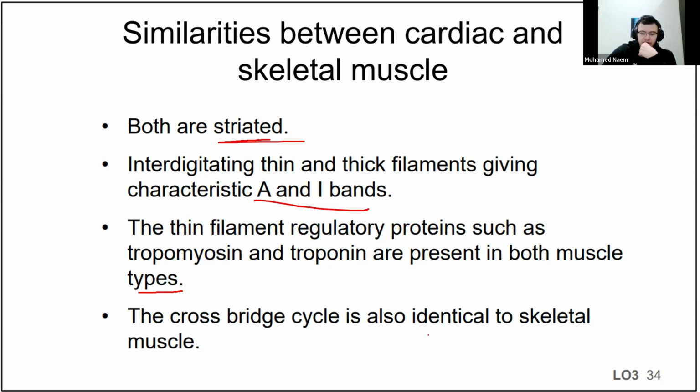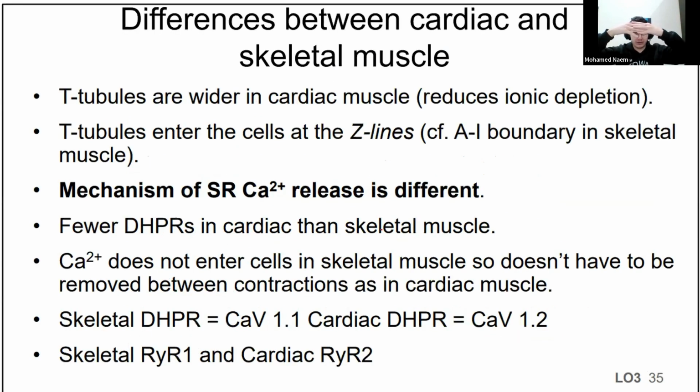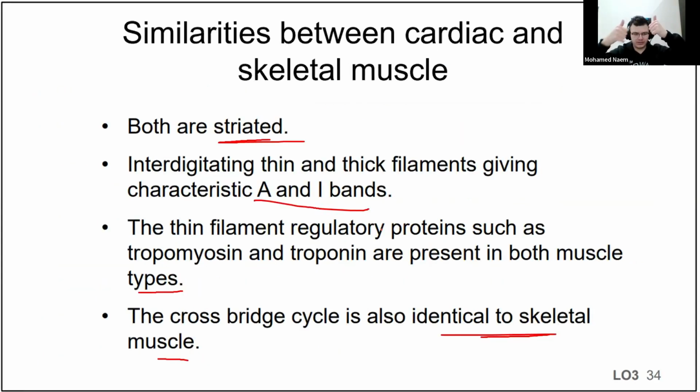And the cross bridge cycle is identical to the skeletal muscle. Why are we saying this? Because in the smooth muscle, it's different. Interdigitating means they are literally getting within each other, like this. The thin filaments and thick filaments are getting together. That is the meaning of interdigitating. Is it clear? Clear now? Okay.